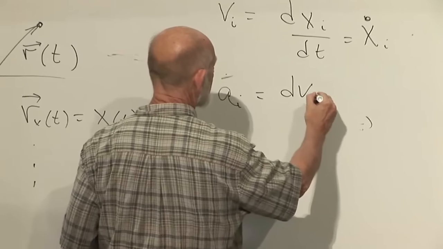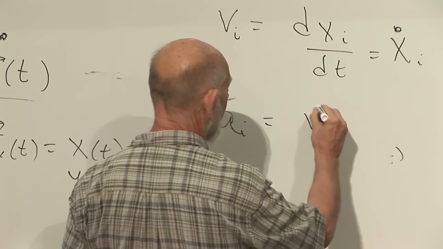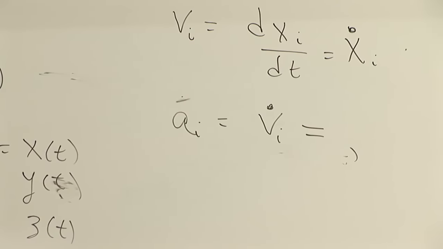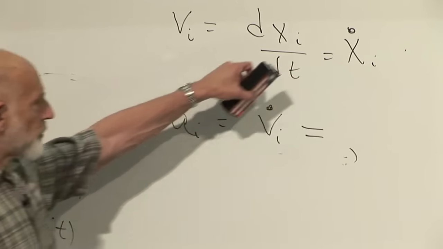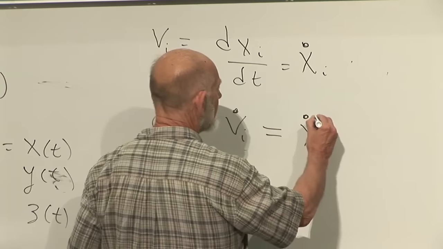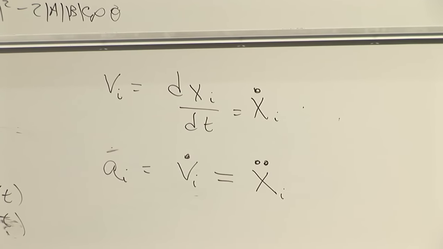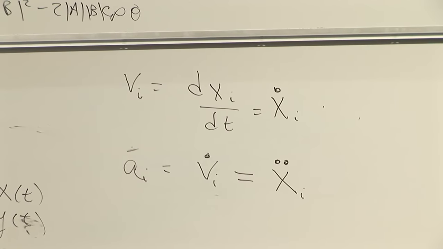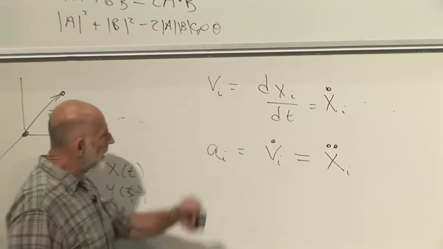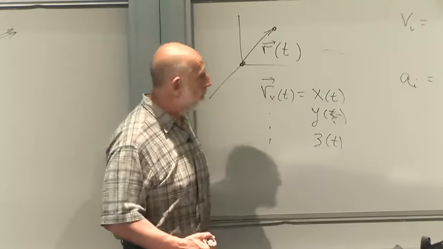All right, so the components of acceleration are the derivatives of the velocity with respect to time, or we could write it as v dot i. But that makes it the second derivative with respect to time of the position. The second derivative is usually labeled with two dots on top of it. Two dots means second derivative. One dot means first derivative. No dots mean don't differentiate it at all. Three dots means a third time derivative, and so forth. So acceleration is the second time derivative of position, period.